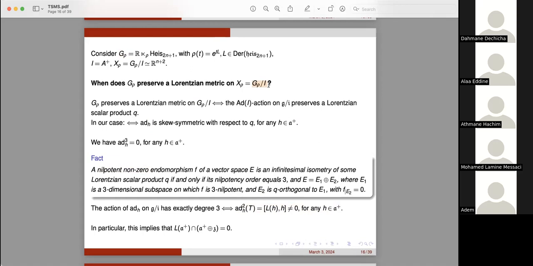This condition implies in particular that this derivation, when applied to the isotropy, is mapped transversely to itself, to the isotropy. And in fact, in dimension 3, it is the condition to preserve a Lorentzian metric is exactly this one. In higher dimension, we have more restrictions.